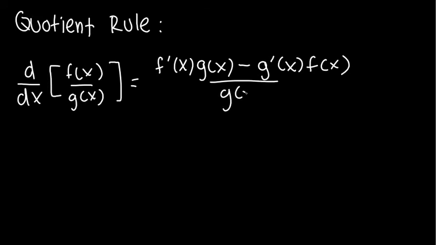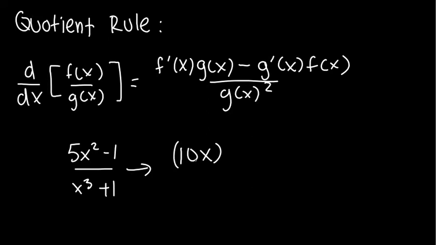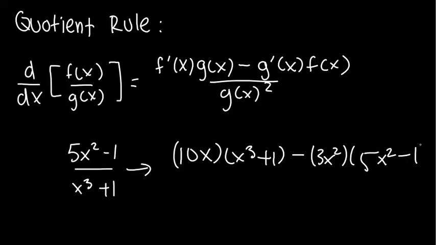So if you had 5x squared minus 1 over x cubed plus 1, the derivative would just be 10x times x cubed plus 1 minus 3x squared, and then we would have 5x squared minus 1, all over x cubed plus 1, all squared. So those are the two other complicated rules.